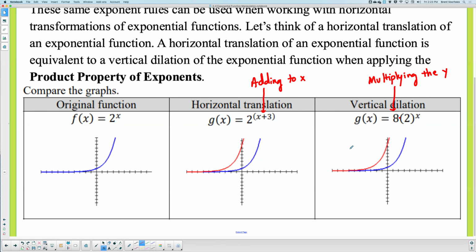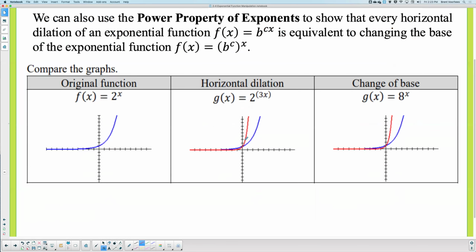Okay, next slide. Once again, compare the red to the red. What do you notice about the reds? They're the same. Look at the equation. Are the equations the same? No. We can manipulate an exponential function to where we get the same graph, but with a different equation. And we do that by applying rules.